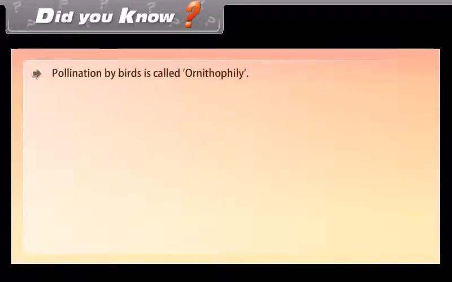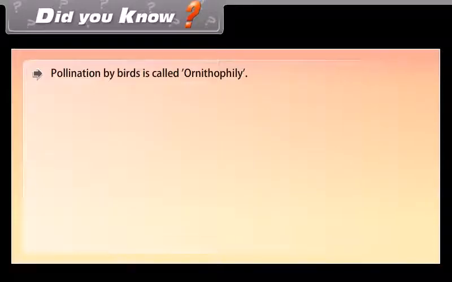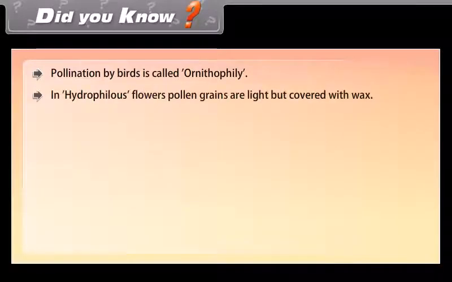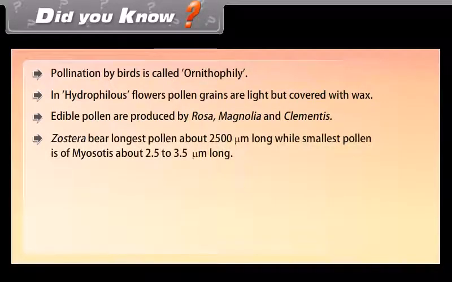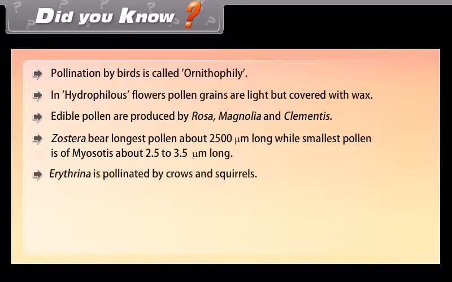Did you know pollination by birds is called ornithophilia? In hydrophilous flowers, pollen grains are light but covered with wax. Edible pollen are produced by Rosa, Magnolia and Clematis. Zostera bears the longest pollen, about 2500 μm long, while the smallest pollen is of Myosotis, about 2.5 to 3.5 μm long. Erythrina is pollinated by crows and squirrels.